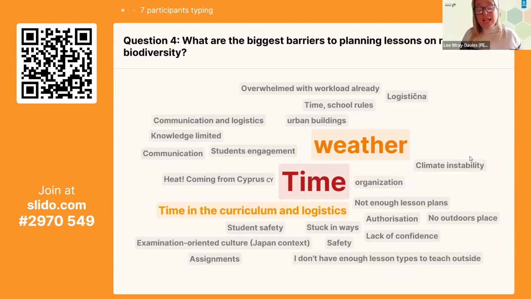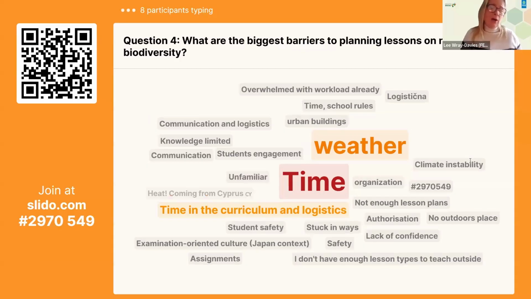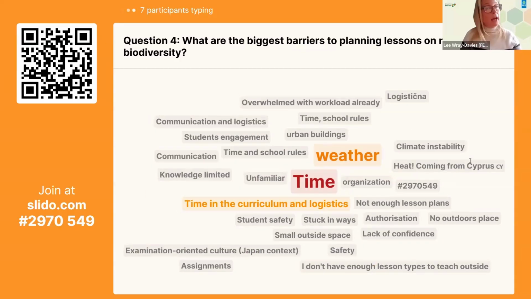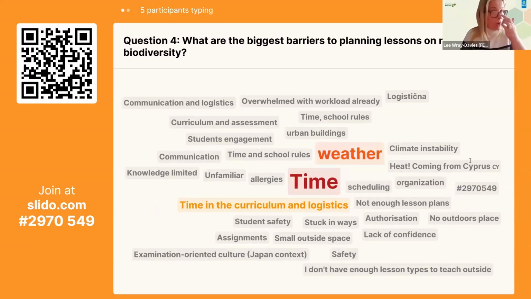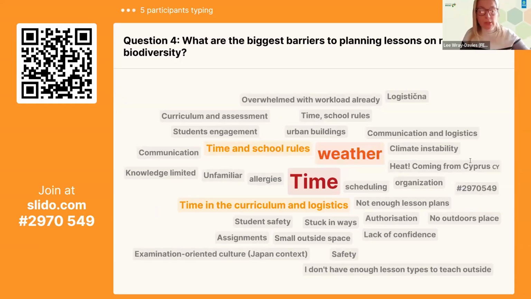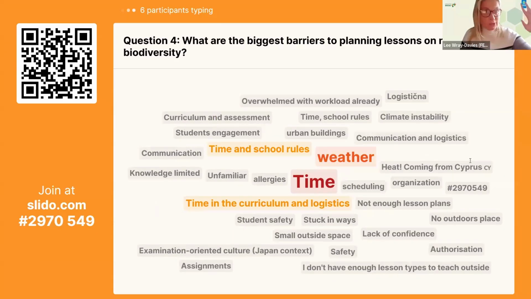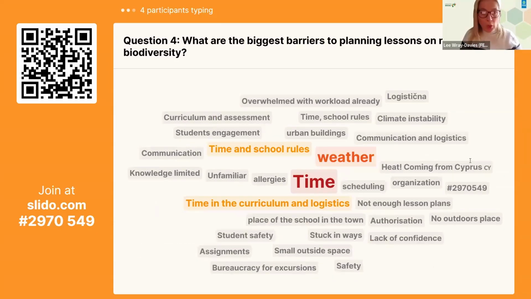Wonderful. Students aren't interested. School time, building urban settings. Yeah. How can you do it in an urban area? We have some great resources in our LEAF where you can even just look at moss and micro habitats on a garden, on a school wall as well.